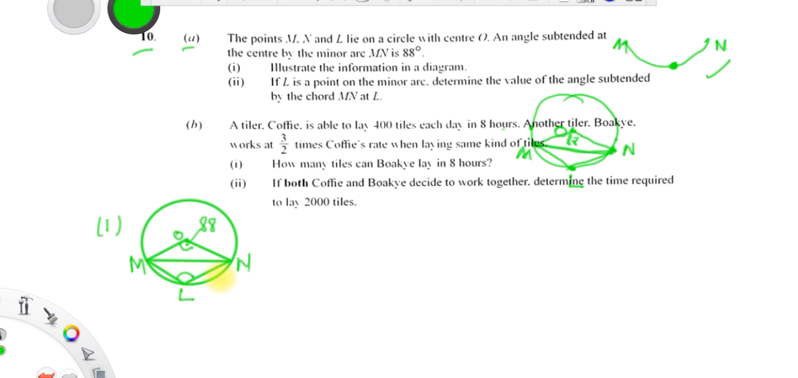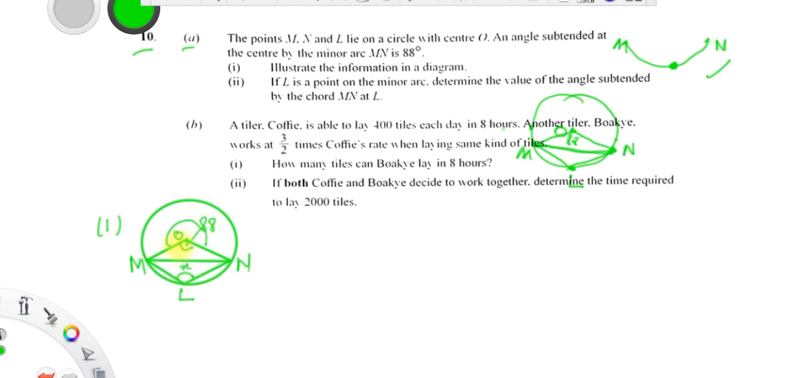Okay. Fine. So we have to now find the angle subtended by the chord MN at L. So this is the angle we are looking at. Let us denote this angle by X. If this angle is X, then how do we find it? We know this one is 88. As we know that this one is 88, we can find this whole angle here. If we find this angle, we'll be able to find this angle quickly.